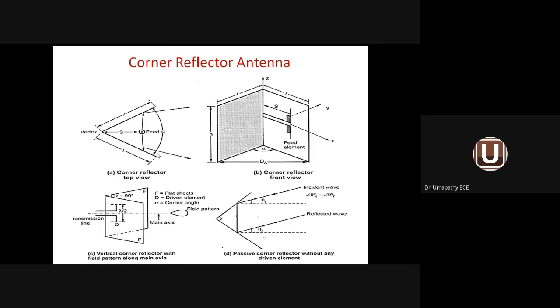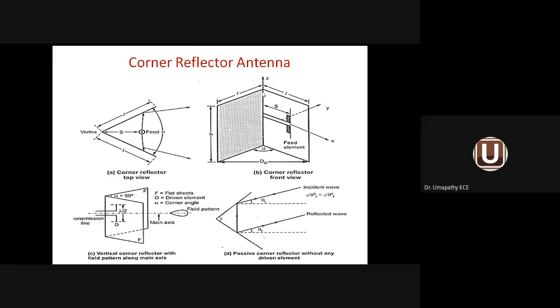One is alpha, the included angle. Second one is the length of the reflector. Third one, the distance between the vertex and the feed. Fourth one, the height of the corner reflector antenna, or height of the reflector. This one is the front view.